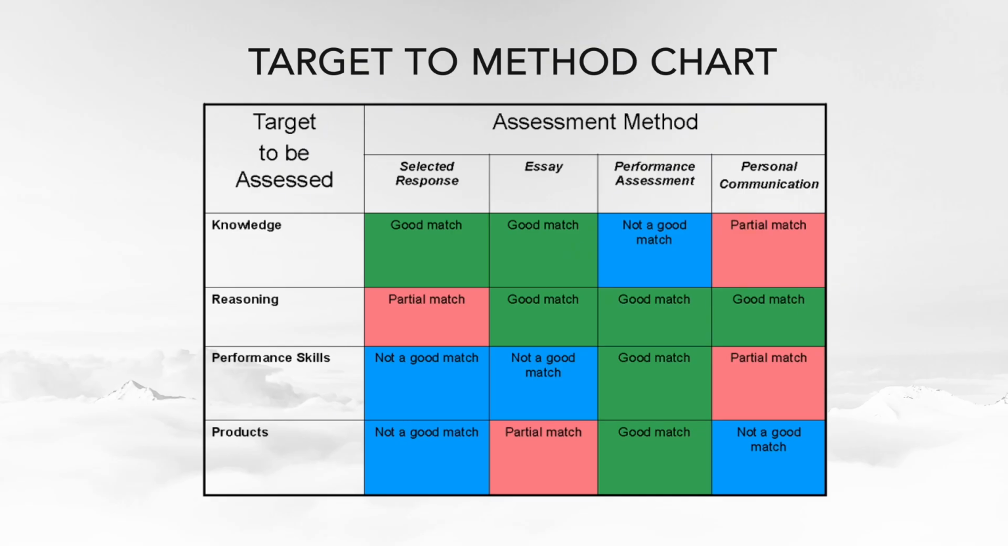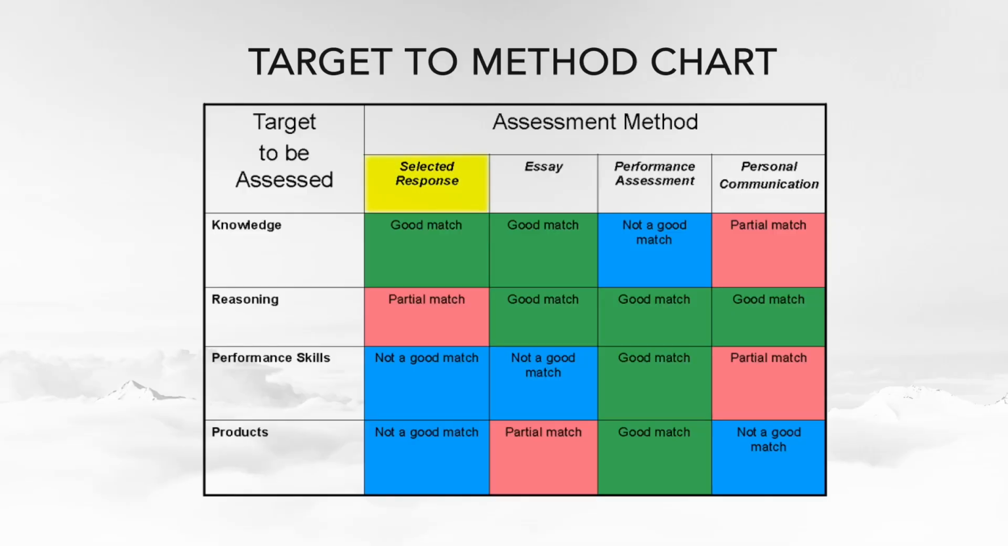And finally, the last part of the method to target alignment is found in the personal communication section. What we see here is personal communication can include anything from conferencing with a learner, interviewing a learner, journal writing, reflection writing. This is where the child is actually walking you through or responding to the material directly.